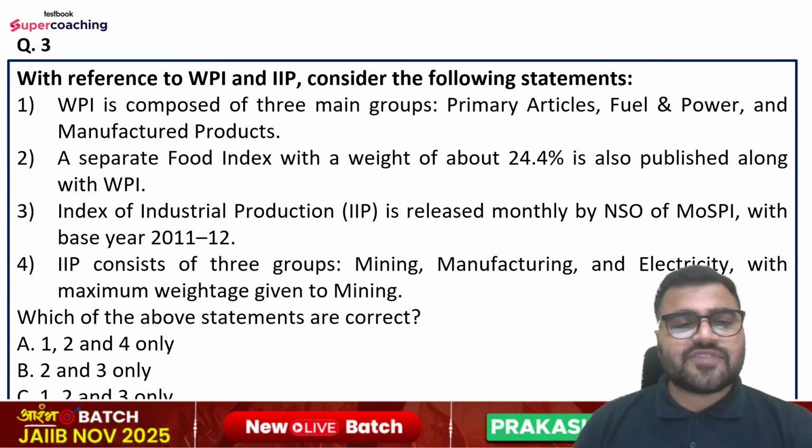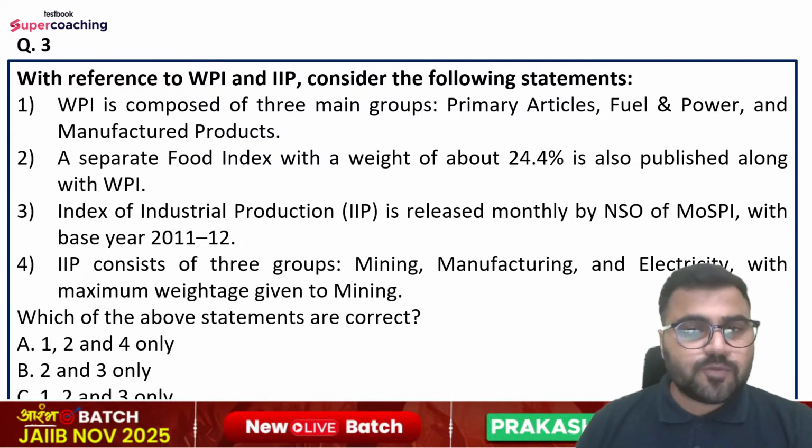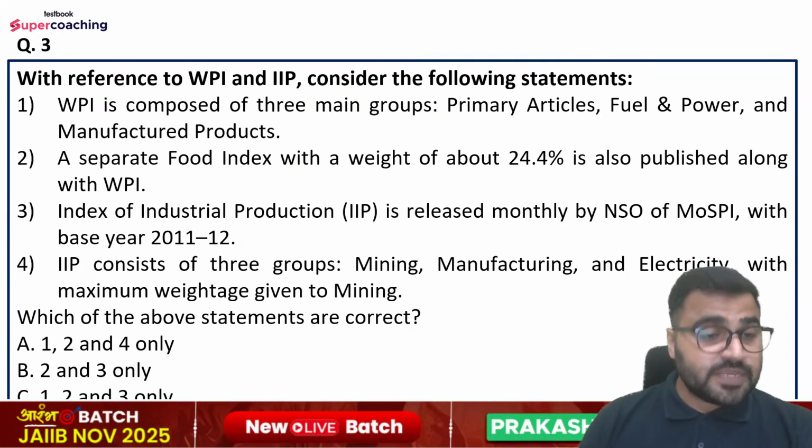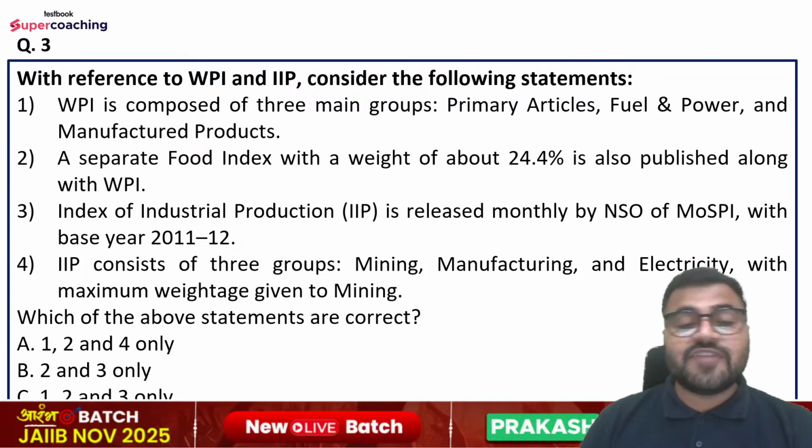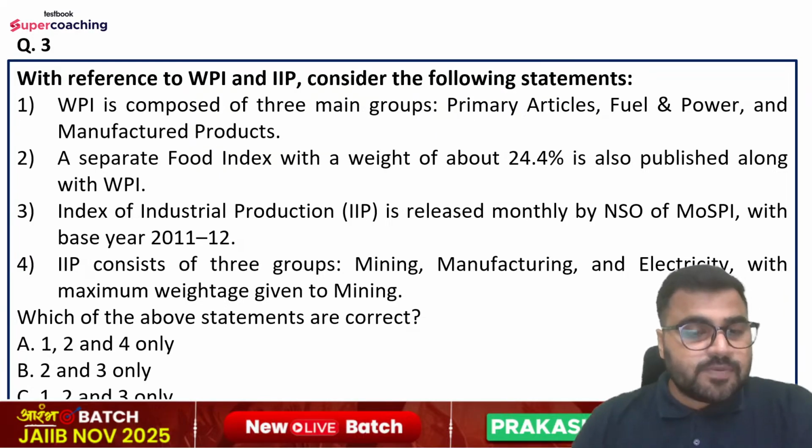Moving on to question number third. Question number third is saying, with reference to WPI and IIP, consider the following statements. Statements are: WPI is composed of three main groups: primary articles, fuel and power, and manufactured products. Statement number second is saying a separate food index with a weight of about 24.4% is also published along with WPI. Statement number third is saying index of industrial production, IIP, is released monthly by NSO of MOSPI, that is Ministry of Statistics and Program Implementation, with base year 2011-12. Statement number fourth is saying index of industrial production consists of three groups: mining, manufacturing and electricity, with maximum weightage given to mining. So which of the above statements are correct?